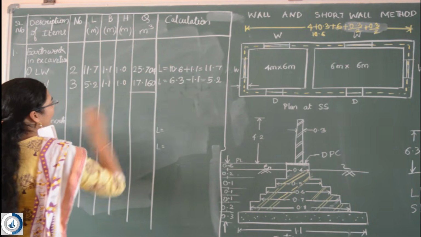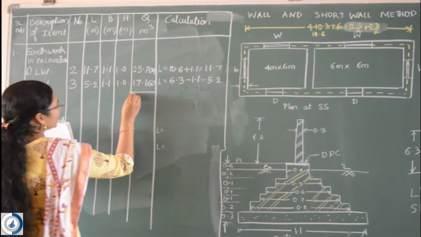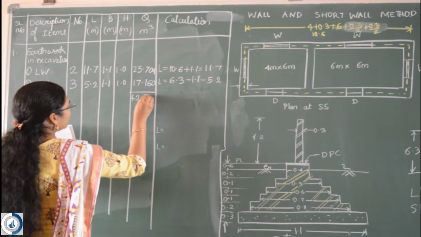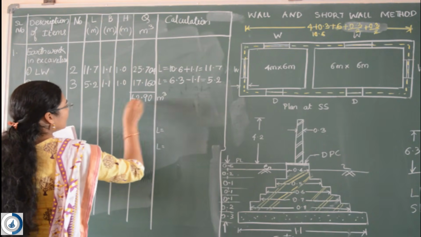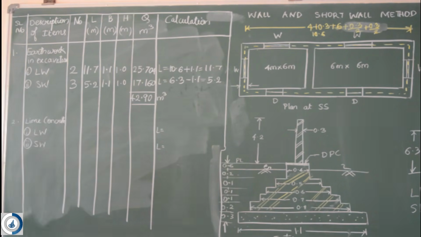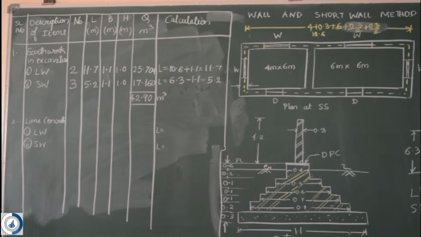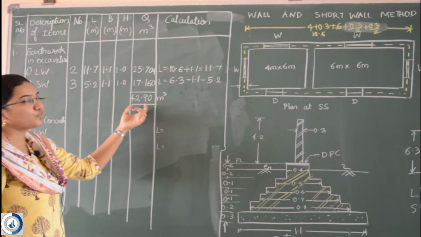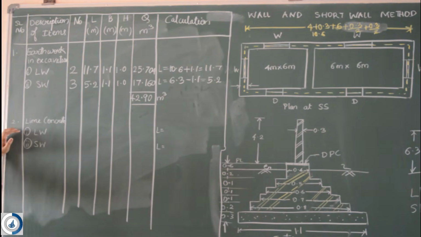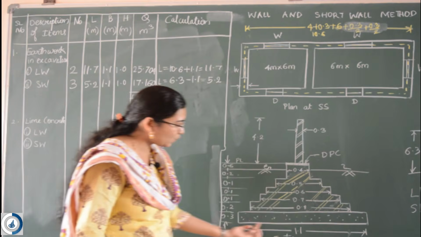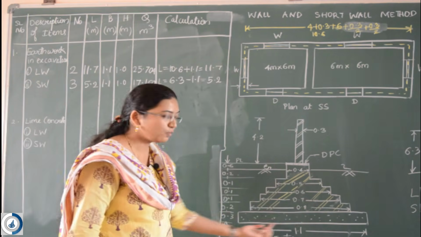17.160. I have to add up these two values. That will be the total quantity of the earthwork. So 42.90 is the total quantity required for the earthwork. So next we have to calculate for lime concrete, that is only this particular portion.